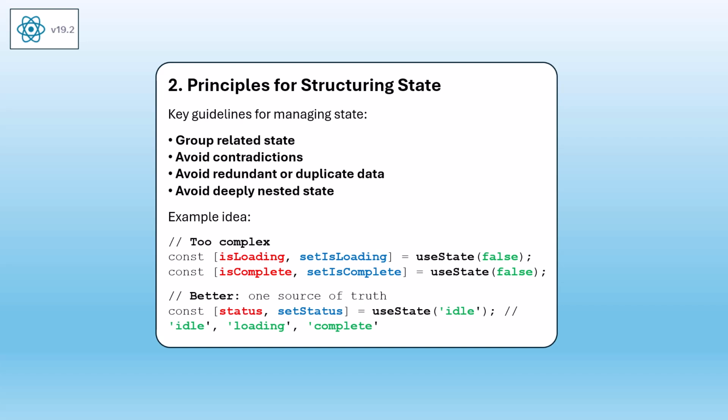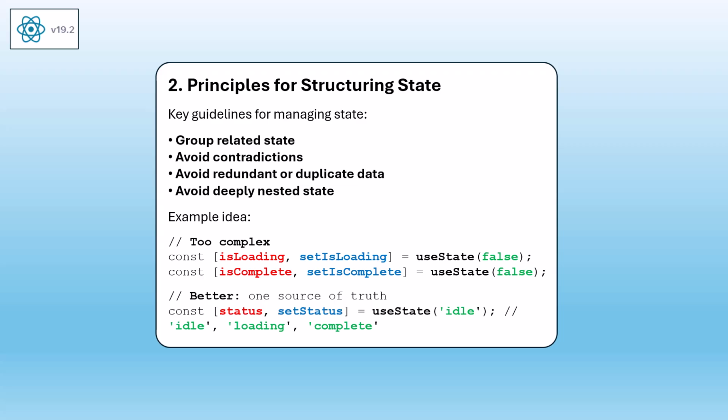Third, avoid redundant state. If a value can be calculated from existing state or props, don't store it separately. Redundant data leads to unnecessary synchronization work. Fourth, avoid duplication in state. If the same information is stored in multiple places, you'll need to keep it consistent manually, and it's very easy to forget one spot. Finally, avoid deeply nested state. The deeper your state structure is, the harder it becomes to update and maintain. A flatter design is almost always simpler to handle.